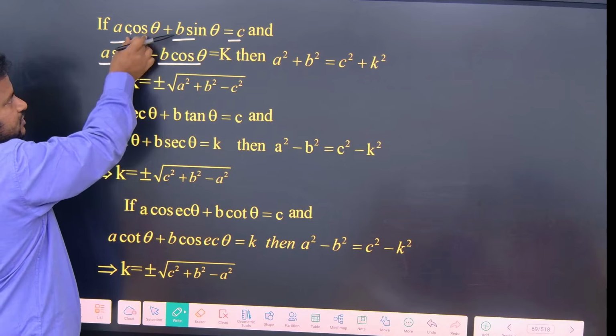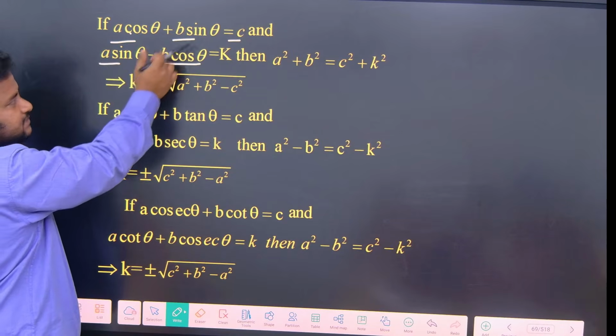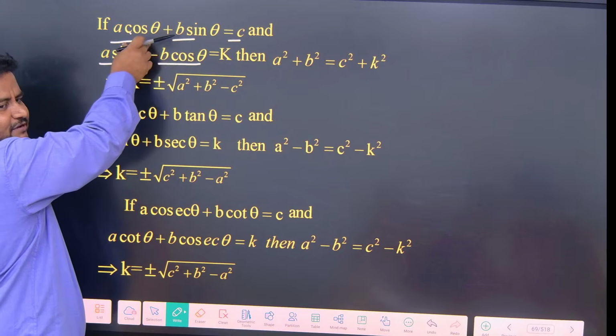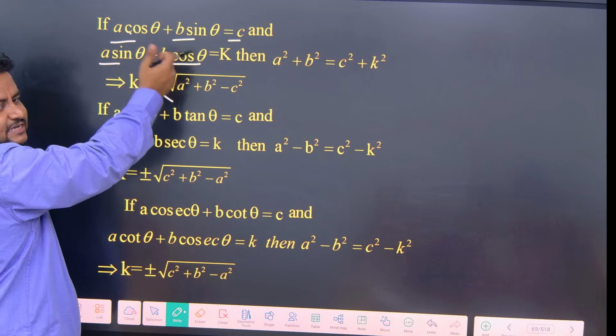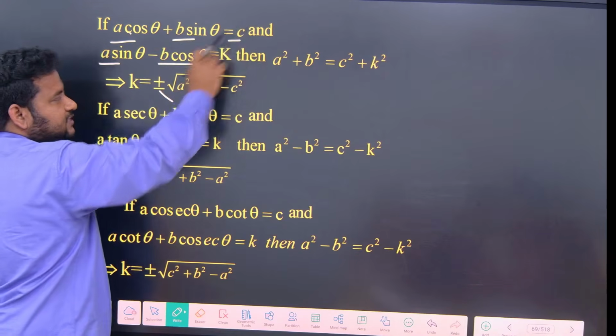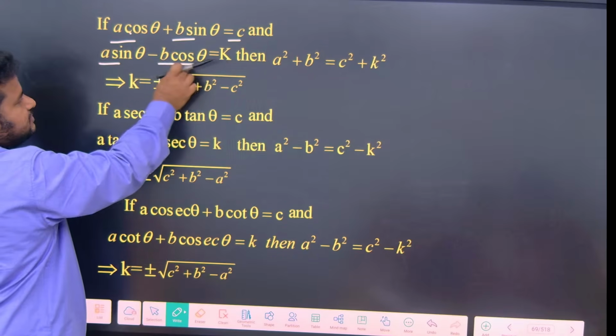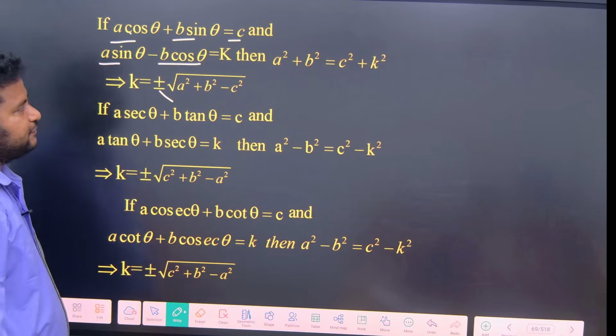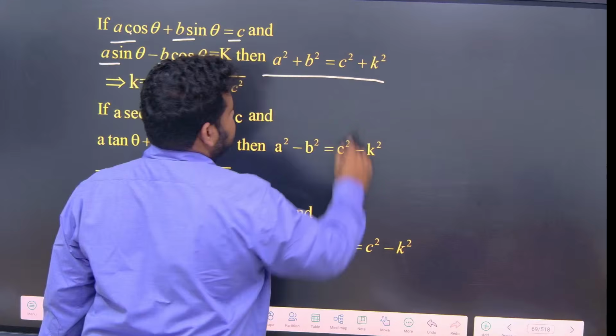Similarly, here instead of cos it is becoming sin, a sin theta, and plus is becoming minus. Everything is reversed. Wherever sin is there, you write cos. Wherever cos is there, you write sin. Wherever plus is there, write minus. But a and b will remain as it is. a sin theta minus b cos theta is equal to k. Then what we will get is a square plus b square is equal to c square plus k square.